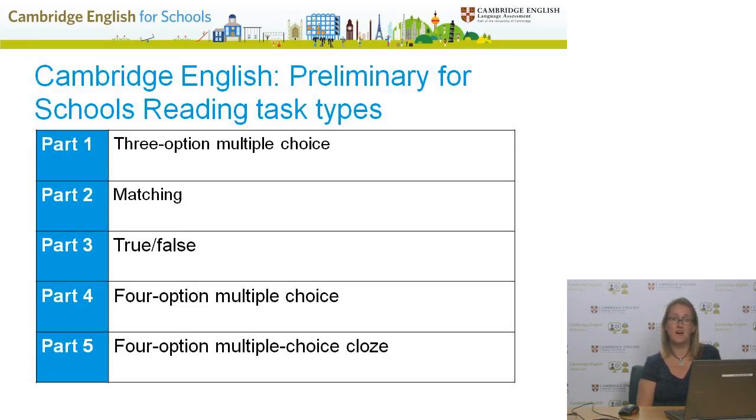Finally, in part 5, there is a short text with 10 numbered gaps. For each gap, candidates have to choose the correct answer from 4 options. Here, the test focuses mainly on vocabulary, but grammatical points such as pronouns, modal verbs, connectives and prepositions are also tested. You can see examples of all of these tasks in the Cambridge English Preliminary for Schools Handbook, which is available on our website.